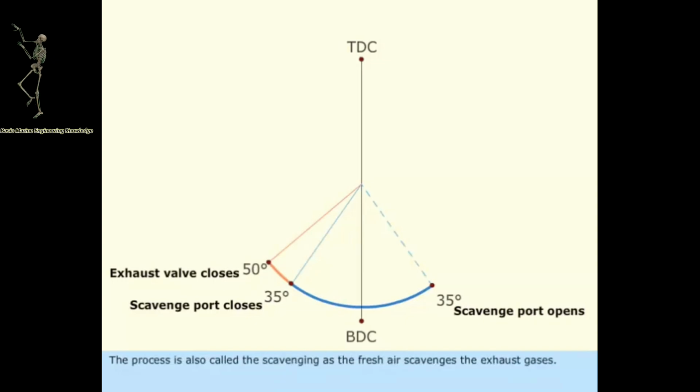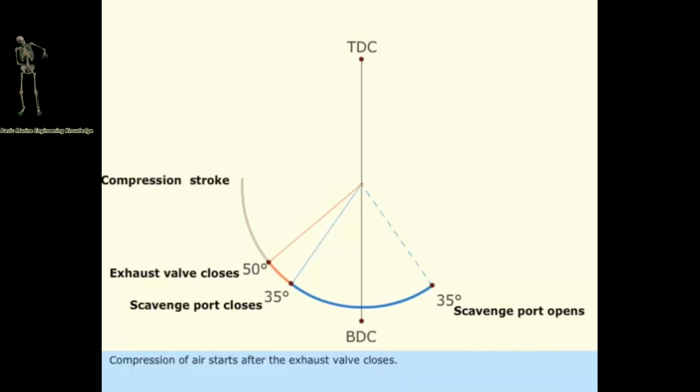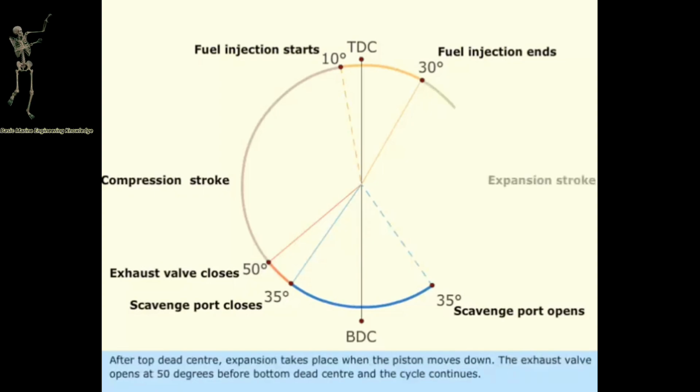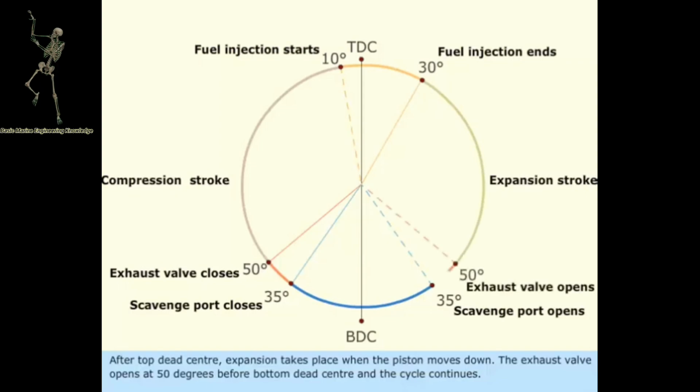The process is also called the scavenging, as the fresh air scavenges the exhaust gases. Compression of air starts after the exhaust valve closes. Fuel injection starts at 10 degrees before top dead center and ends at 30 degrees after top dead center. After top dead center, expansion takes place when the pistons move down. The exhaust valve opens at 50 degrees before bottom dead center and the cycle continues.